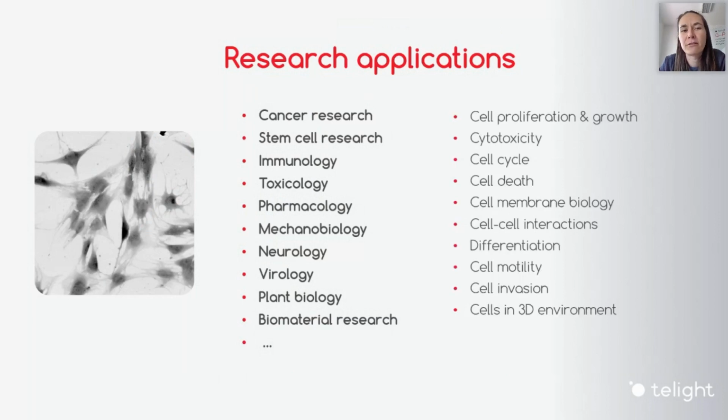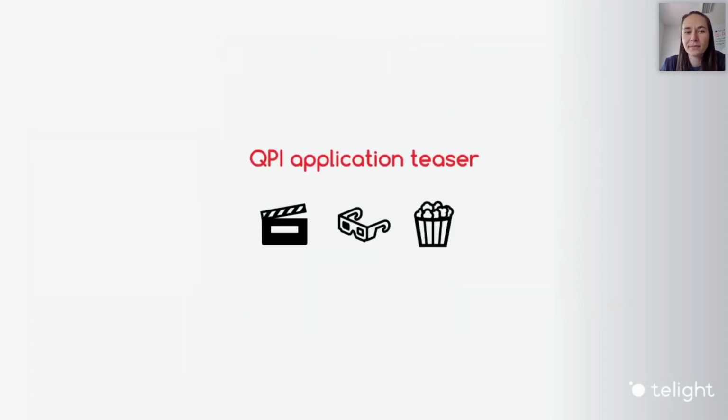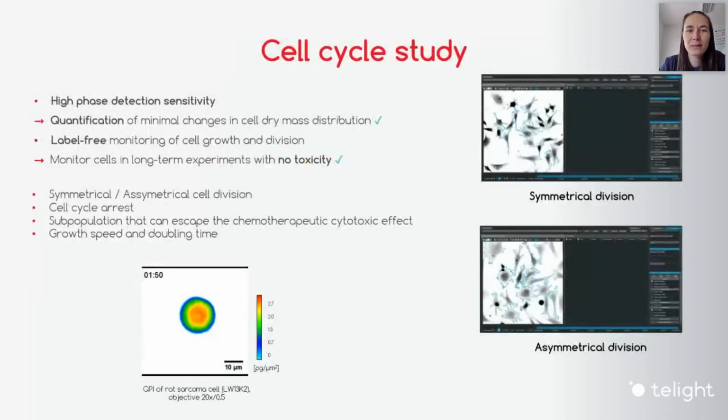And since it allows direct characterization of the cell dry mass, it's really suitable for studying processes where the cell dry mass is indicative. For example, cell proliferation, cell growth, cytotoxicity, these subtle changes of cell dry mass, even when it looks on the images that the cell is not dying, but there is some toxic effect already happening. Studying cell cycle, different waves of cell death. I will show you examples later. So let's see some application teaser.